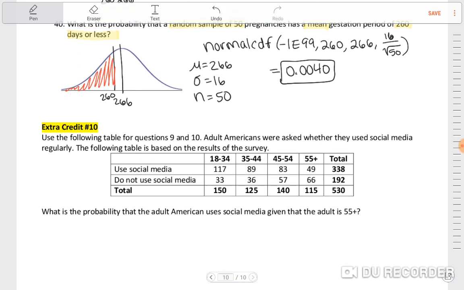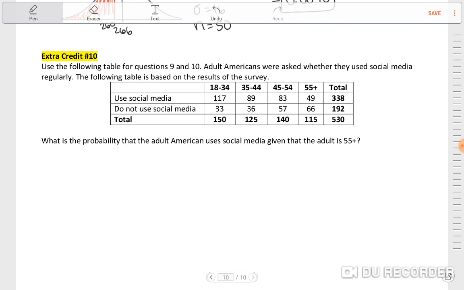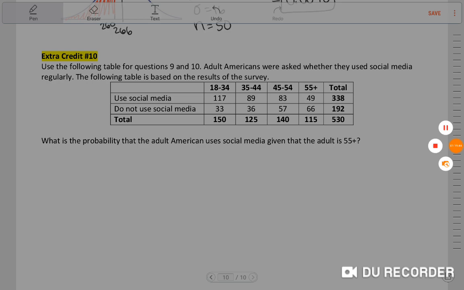Okay, so that's it for the review. The last extra credit question, I put the table again, just in case you need to see it a second time. And it says, this time, what is the probability that the adult American uses social media given that the adult is 55 plus? So, keyword: given. Again, make sure you look back at your formula sheets. And that concludes this review video.